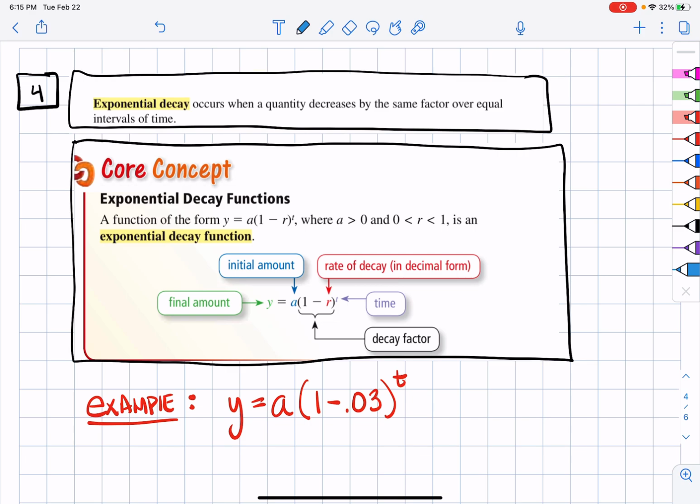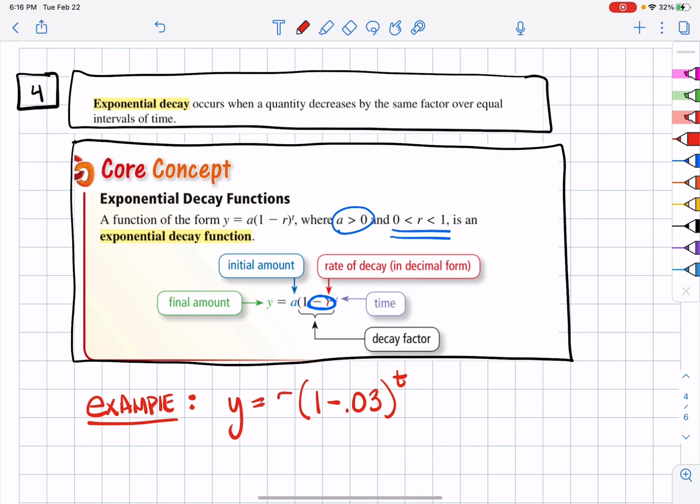All right, so exponential decay occurs when a quantity decreases by the same factor over equal intervals of time. So for this one, exponential decay works exactly the same way that exponential growth did, except the only difference here is that instead of adding our rate, we're going to subtract our rate from 1. So that's the only difference, right? Our A value is still bigger than 0. Our rate is going to fall somewhere between 0 and 1.